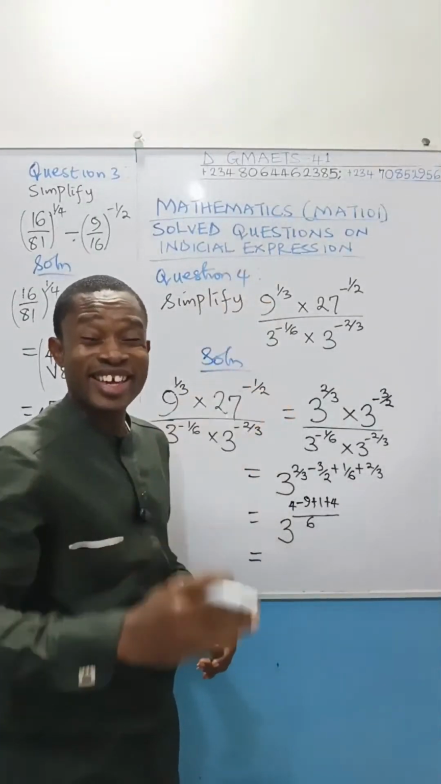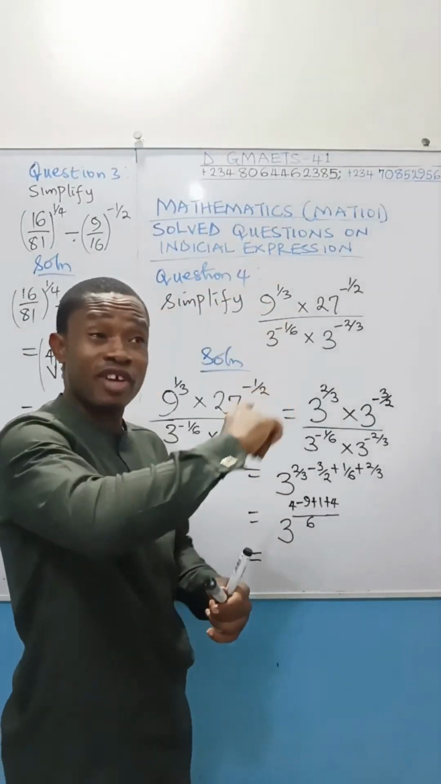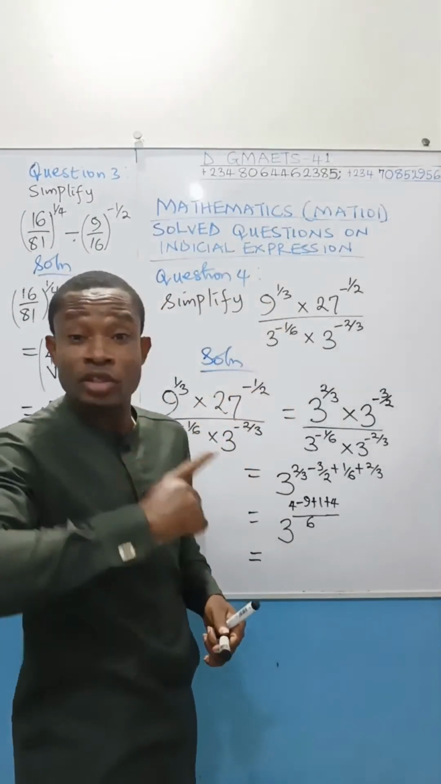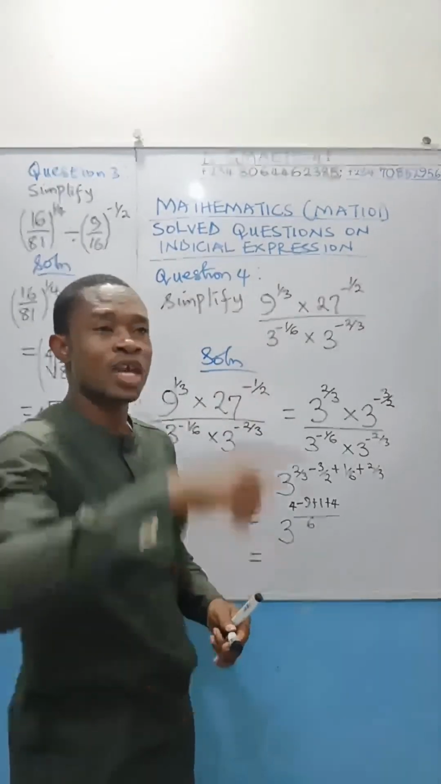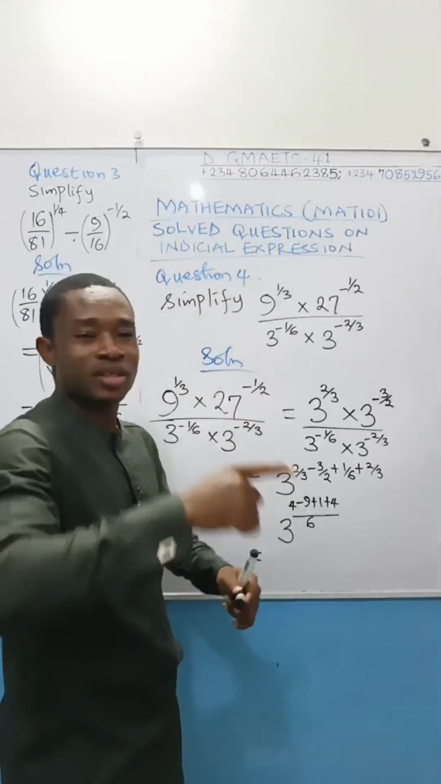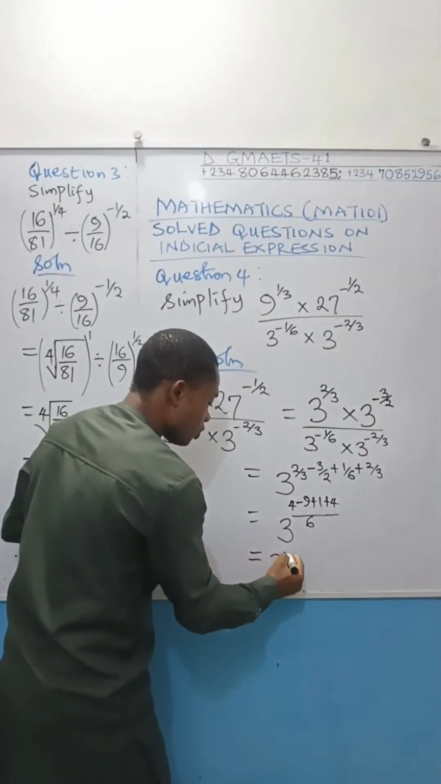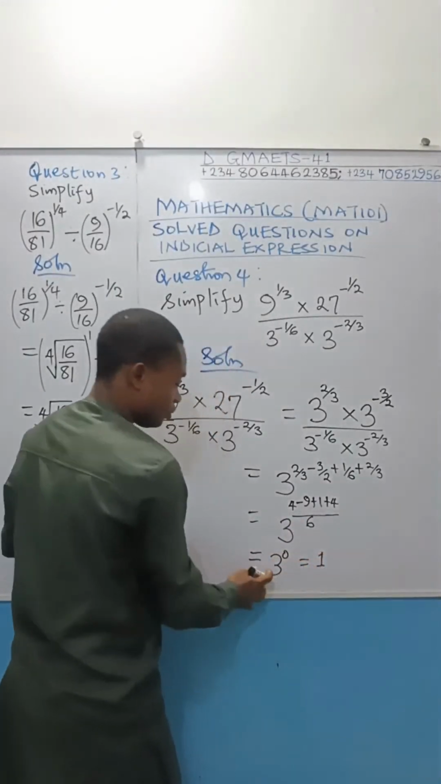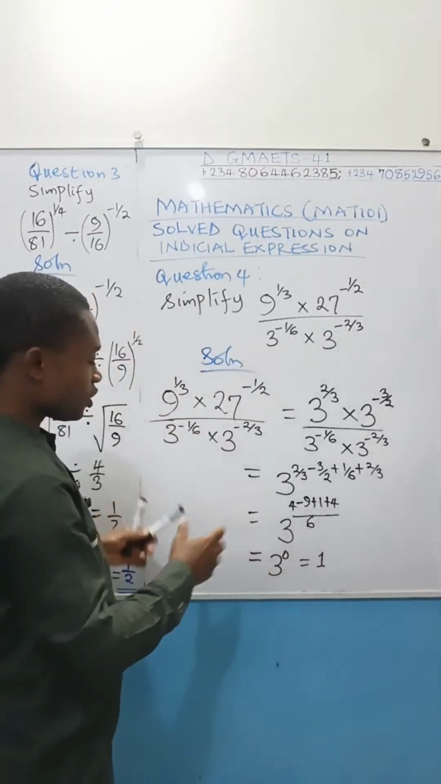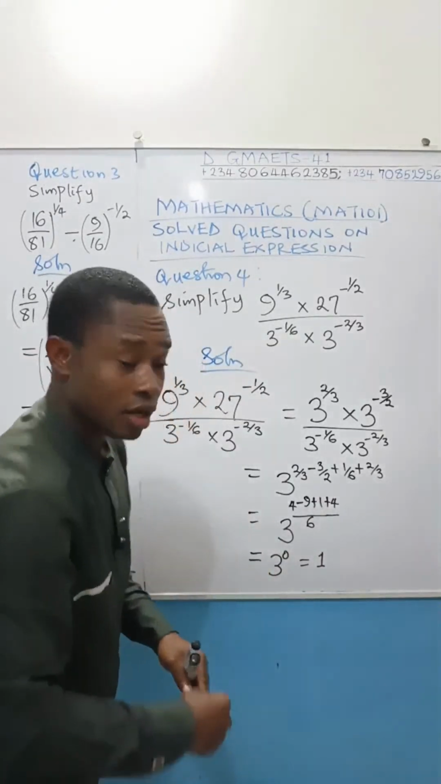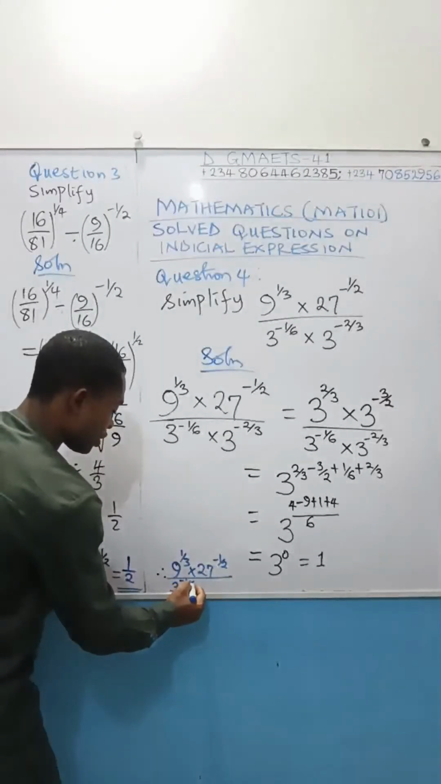0 divided by any number that is not 0. 0 divided by any number, but that any number should not be 0. Are you getting me right? 0 divided by any number, the answer will be 0. So this whole power is 0. This becomes 3 raised to the power 0, and 3 raised to the power 0 is 1. So I've shown you all the step works. You can now conclude. Therefore, 1 over 6.